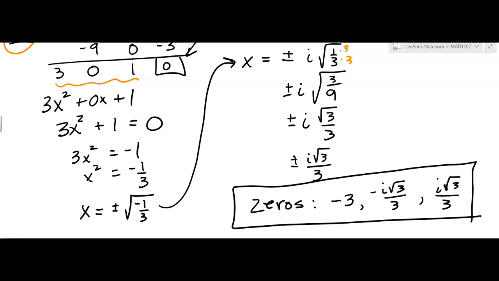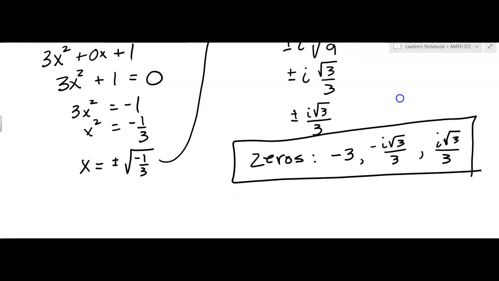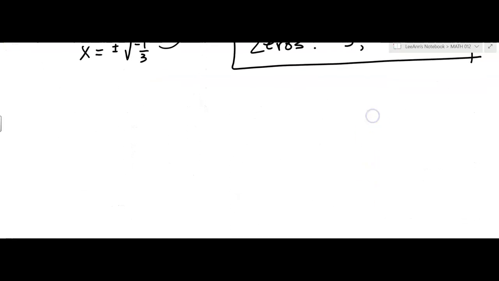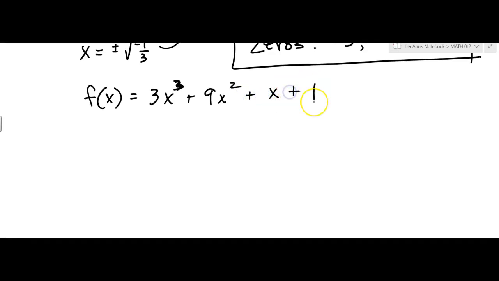Oh, I said I would show you this problem with factoring. So the original problem said f of x equals 3x cubed plus 9x squared plus x plus 3. I think that's what it said. Oh, no, it was supposed to be a 3. I hope I didn't have a 1. It's supposed to be a 3.